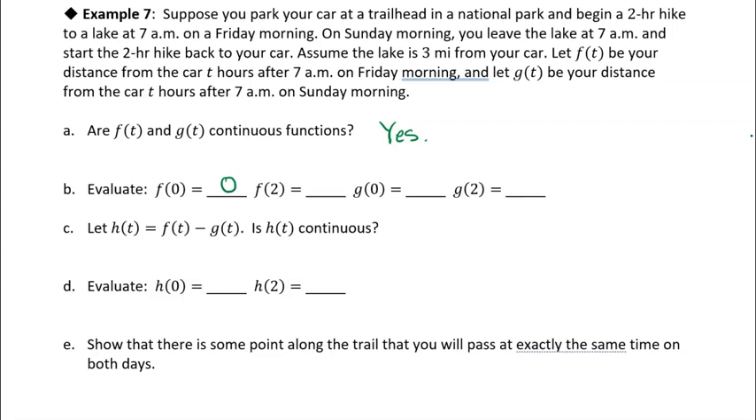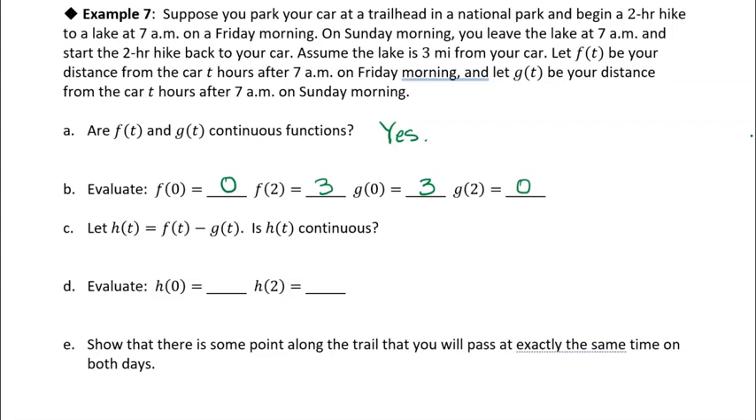Now, after 2 hours, we're told it's a 2-hour hike. So at the end of 2 hours, we're at the lake and we're 3 miles from the car. So f of 2 is 3, because that's where we ended, 3 miles from our car. So that's Friday morning. Now g, that's our Sunday morning function. At the beginning of the day at 7 a.m., which is t equals 0 on Sunday, we start out at the lake, which is 3 miles from our car, and then we hike back to the car, which is 0 miles from our car. The car is 0 miles from the car. That makes sense.